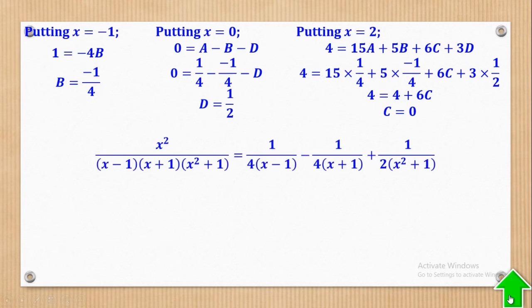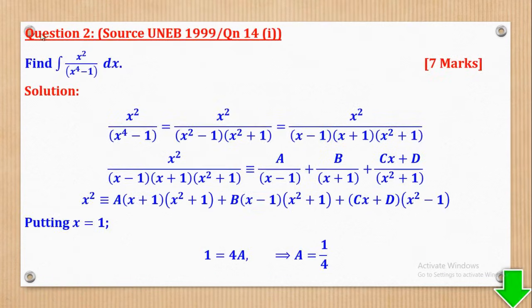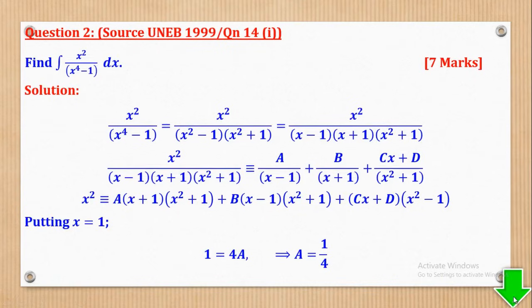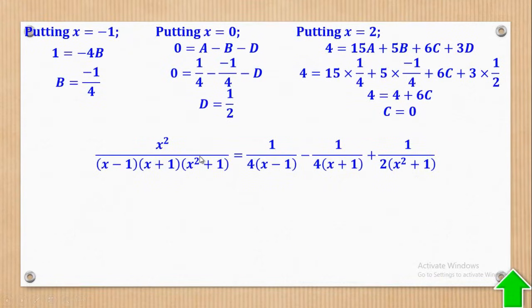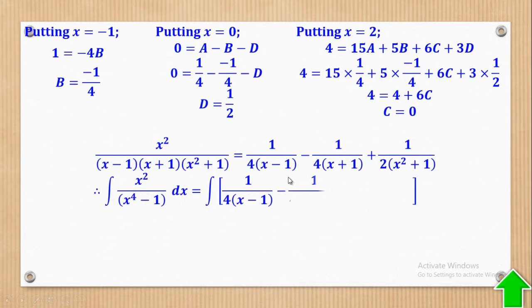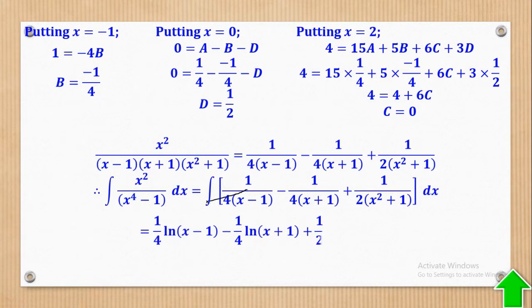So that is the partial fraction, but remember they told us to integrate, so I'll integrate that partial fraction. This integral is the same as that integral. Integrating this gives you a quarter ln of that, this gives you a quarter ln of that, this gives you a half arctan x, plus c, which is the constant of integration.